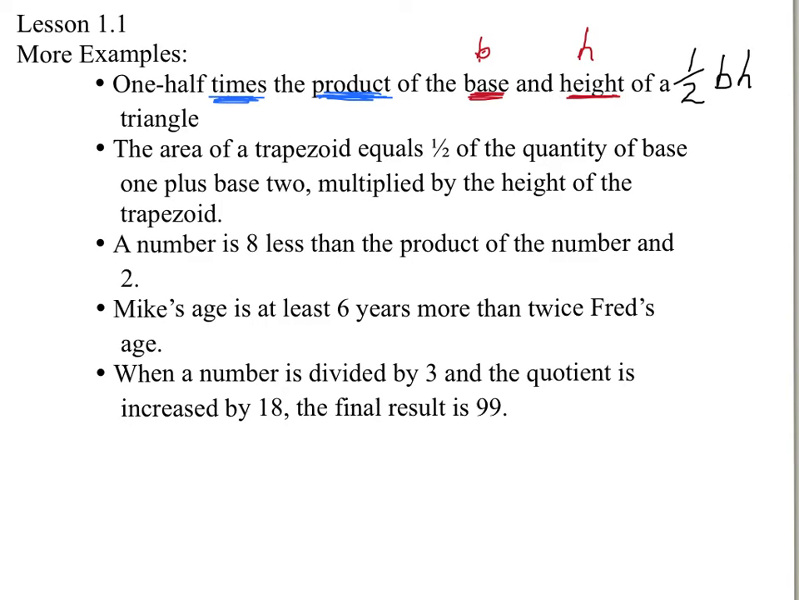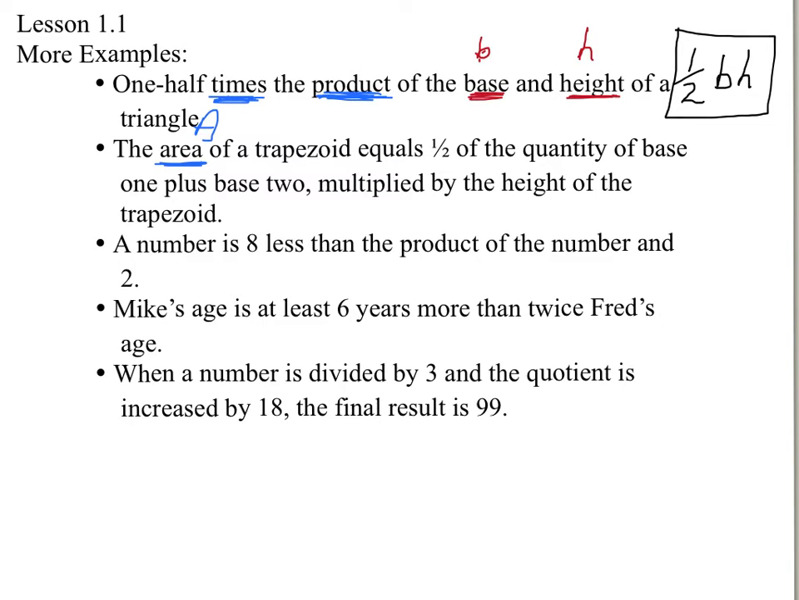Another way they could have said this is 1/2 times the quantity of the base times the height, and in that case we would have put some parentheses, but that gives you an idea. Okay, so the answer right there is 1/2 base times height. The next one says the area of a trapezoid. That's something we don't know, so I'll call that A.